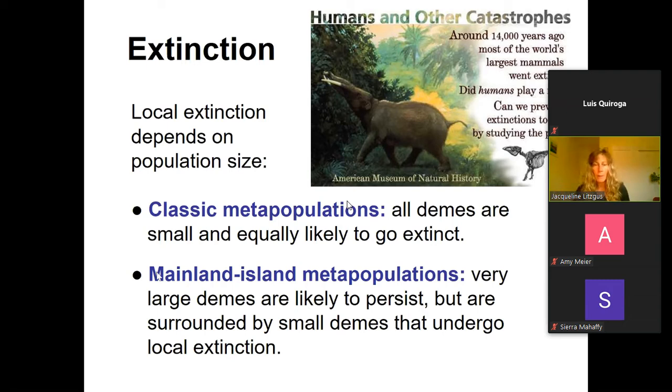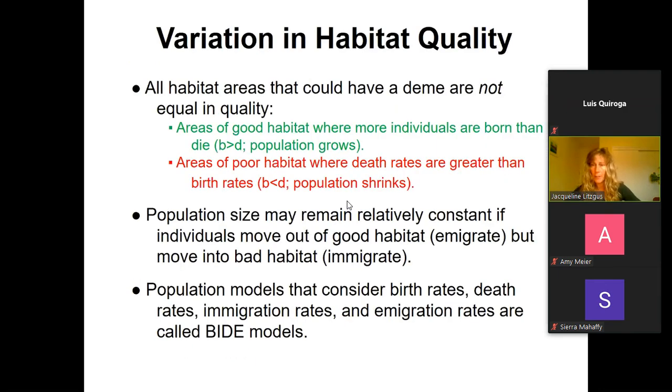This mainland island idea is also related to an idea called island biogeography, and I'm going to talk about that later in a lecture. But talking about this mainland island metapopulation idea, this has to do with variation in habitat quality. Up to this point, we've been assuming that all areas that could have a deme are equal in quality. We're assuming that every one of those patches of habitat is of equal quality, and probably that's not true in most natural systems. One particular difference in habitat is that there might be some areas of good habitat.